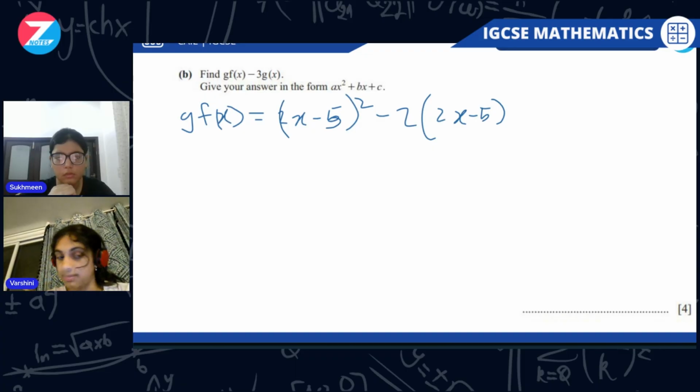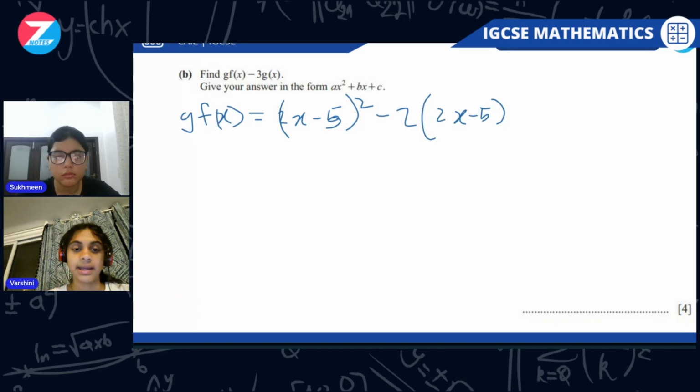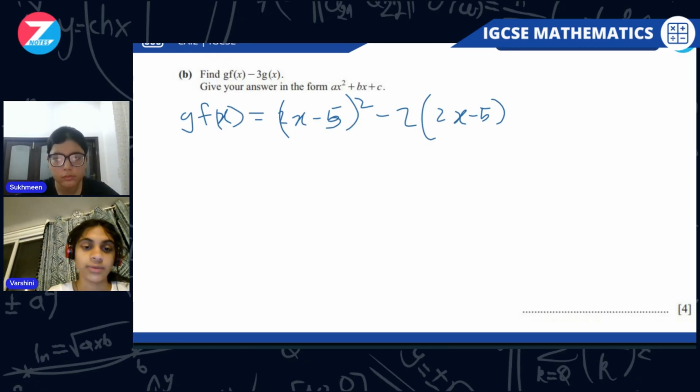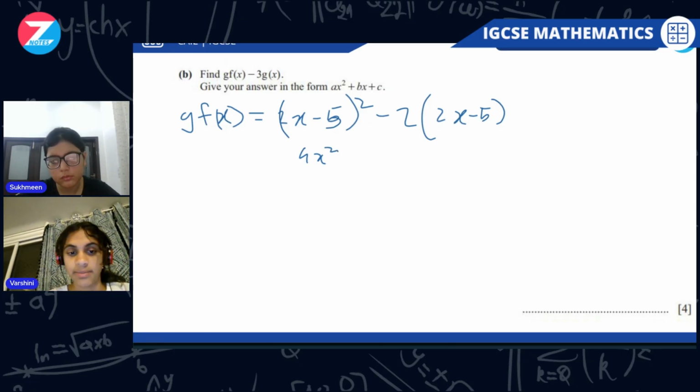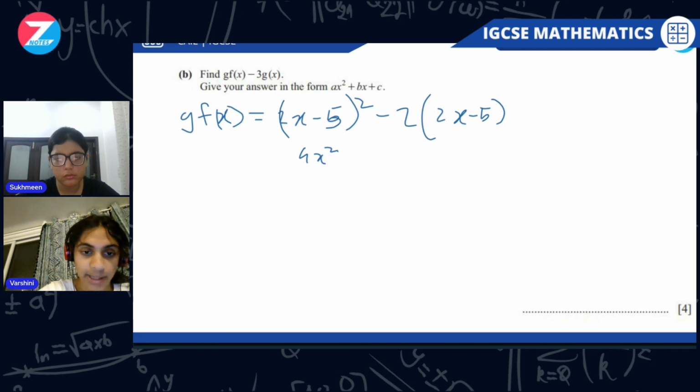Now we need to open up these brackets and simplify this. When we're squaring an a minus b, it's going to be a squared minus 2ab plus b squared. So for 2x squared will be 4x squared, and minus 2ab will be, sorry, it will be 5 into minus 1 into x, which will be minus 10x, and 5 squared, which is 25.